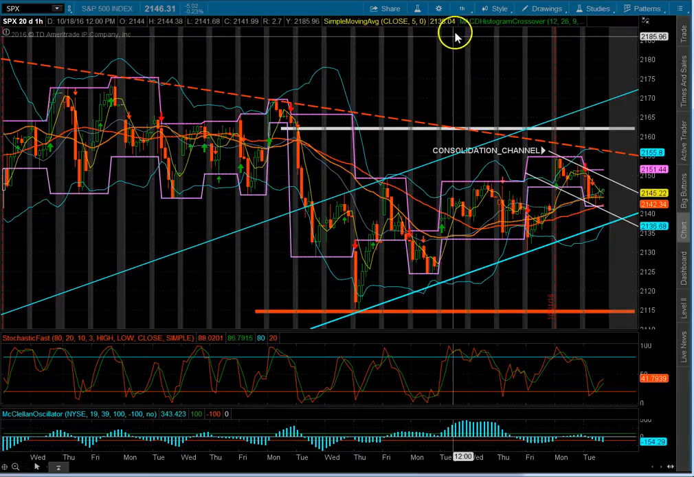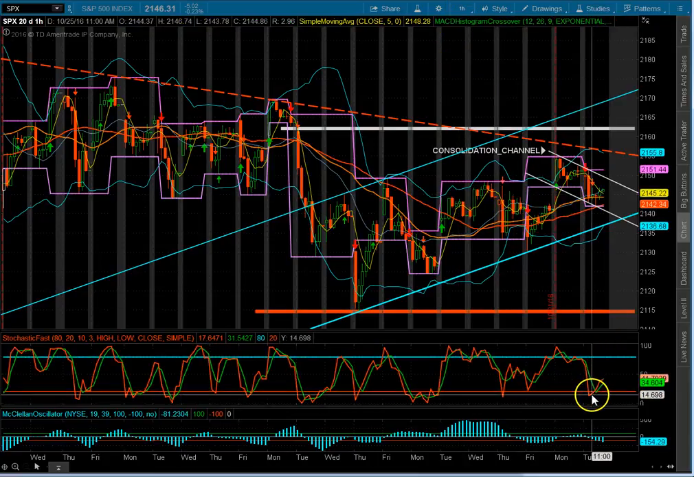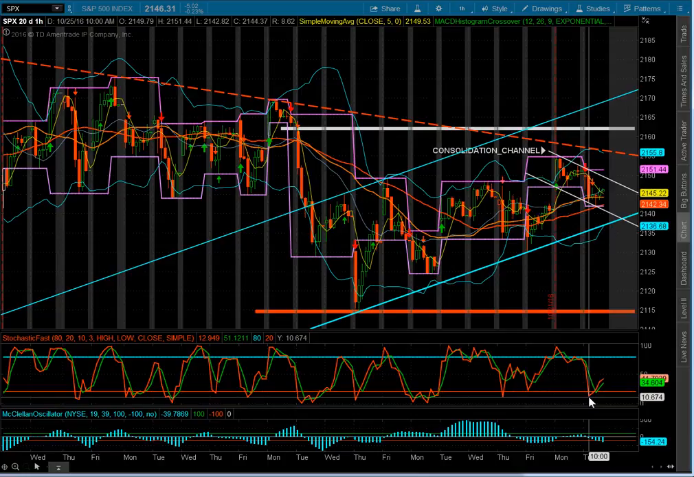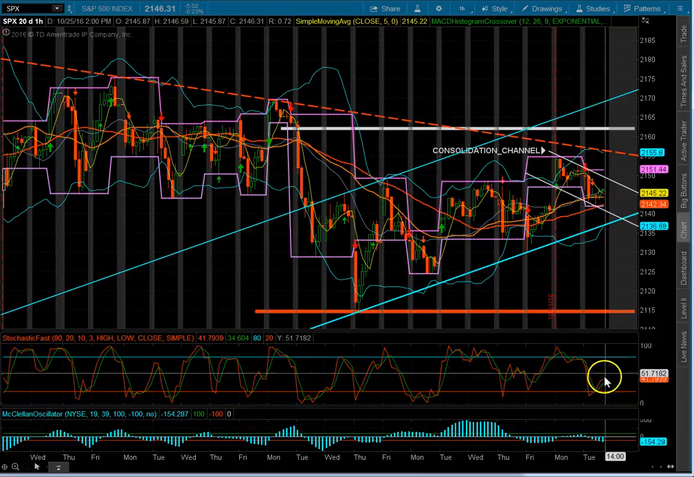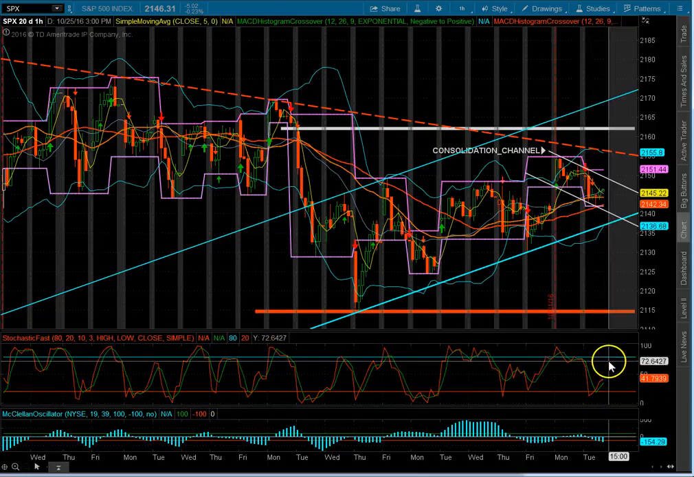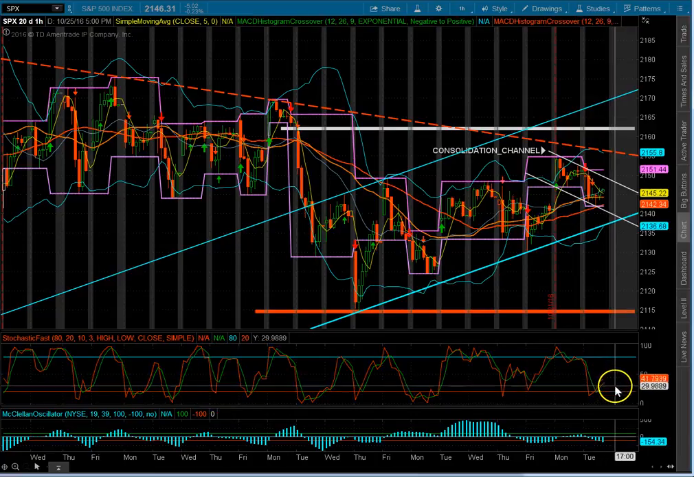So here's a 1 hour chart, and you can see that we got pretty deep oversold. So at least on a short-term basis, it looks like we're going to bounce up towards the higher level. We could again go up a little bit here and create a double bottom.